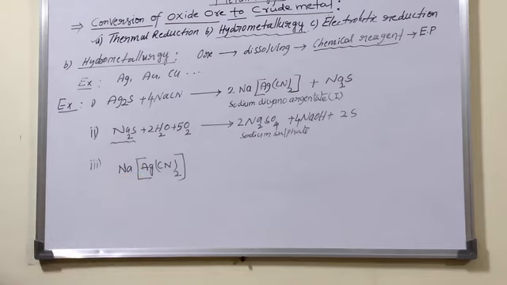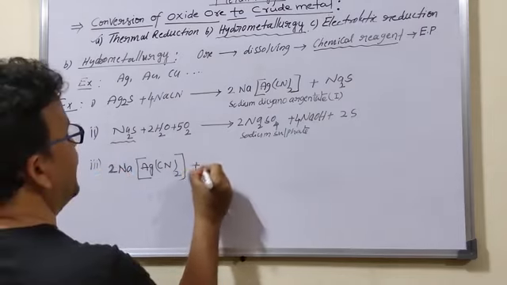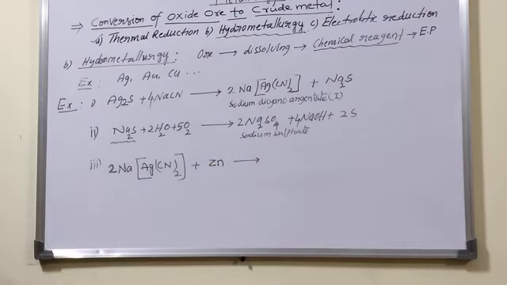What we have to take is any highly electropositive metal. Here I am taking zinc as the highly electropositive metal, and so many highly electropositive metals we have. Why particularly zinc? It is highly electropositive, moreover cheap. It is cheaper than even copper. That's why I selected zinc. Then I am getting sodium tetracyanozincate.